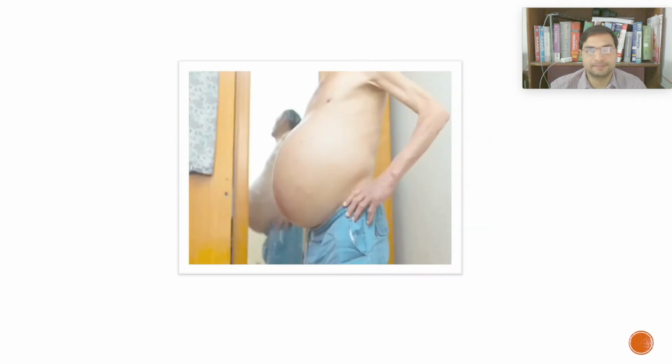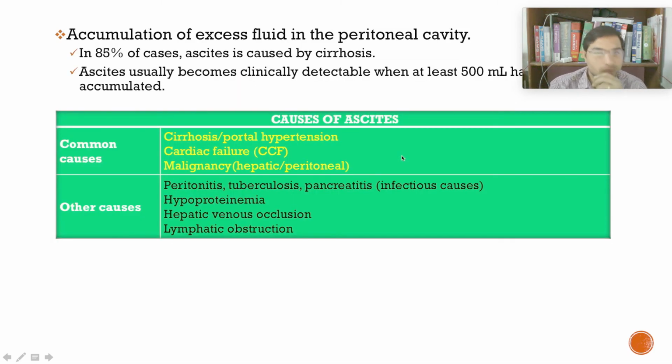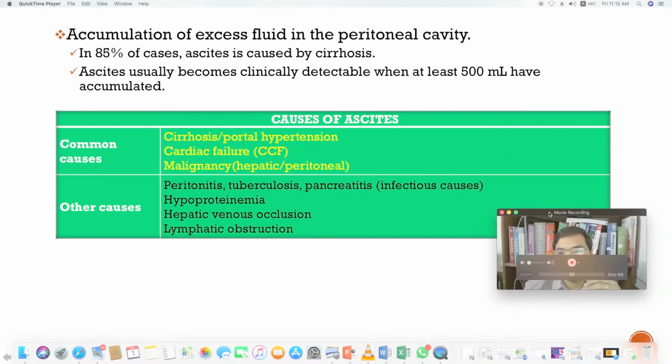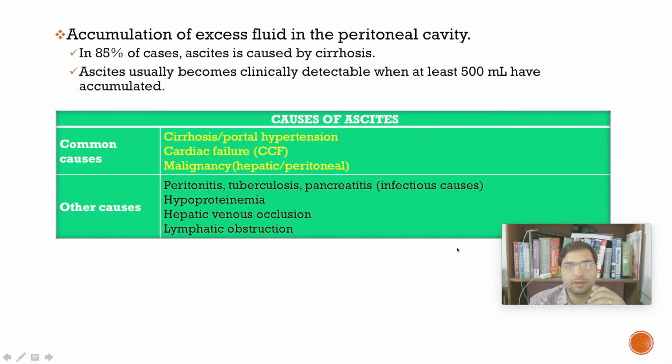Hydroperitoneum, right? A person with ascites looks like this, right? So the definition is accumulation of excessive fluid in the peritoneal cavity. The peritoneal cavity has approximately 50 ml of fluid in normal physiological conditions, but when it increases to more than 50 ml, we call that ascites, right? Clinically, we can detect as low as 500 ml, right?